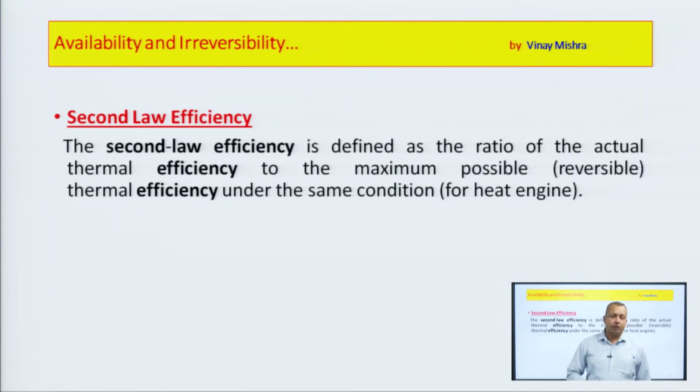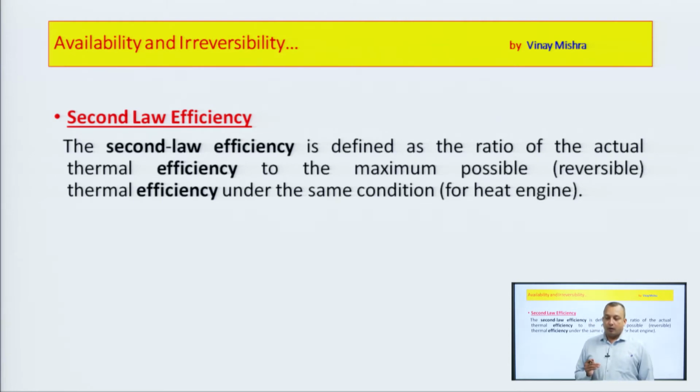Now, about second law efficiency. As per definition, the second law efficiency is defined as the ratio of the actual thermal efficiency to the maximum possible reversible thermal efficiency under the same conditions, for a heat engine we are talking about. So, basically the second law efficiency deals with the ratio of actual thermal efficiency to the maximum possible thermal efficiency of the system.